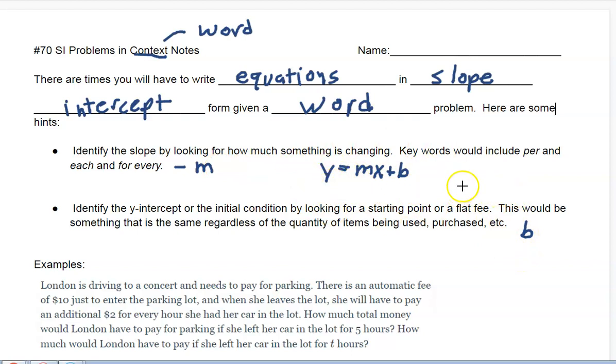So really the answer to all of these starts off with something like this: y equals blank x plus blank. And if this turns into a negative quantity, you're just going to turn that into a subtraction. That's all. Okay? Real simple. Let's take a look at a few examples.